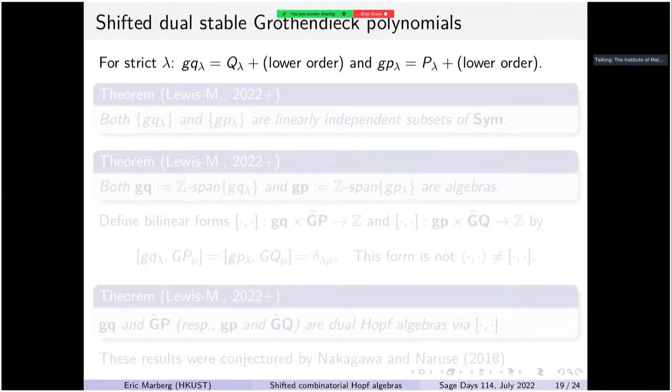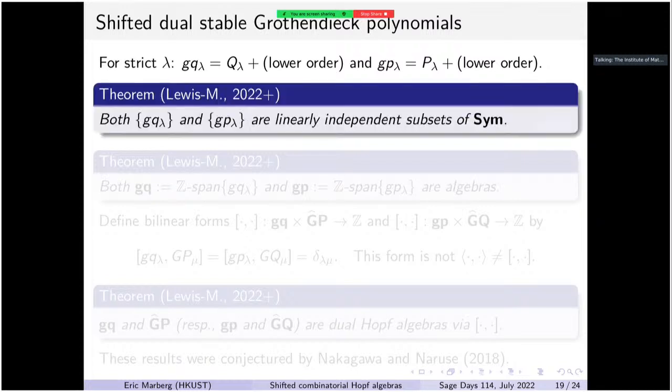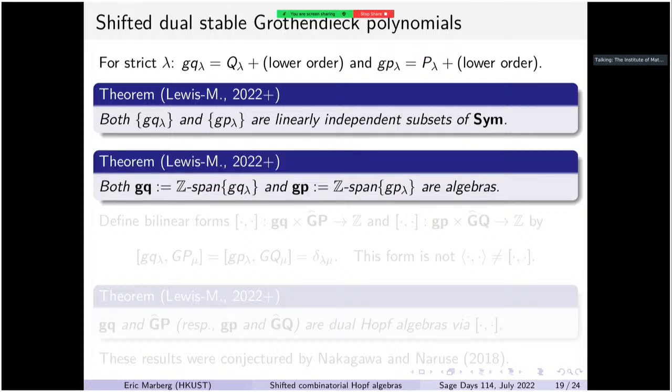So here are the interesting properties about these guys. Kind of dual to the uppercase functions, these guys have a highest degree term, which is a Schur Q function or a Schur P function, and then lower order terms. So these are actually symmetric functions of bounded degree. We proved that there. And then both of these, if you take the span of these guys, give you two subalgebras of symmetric functions.